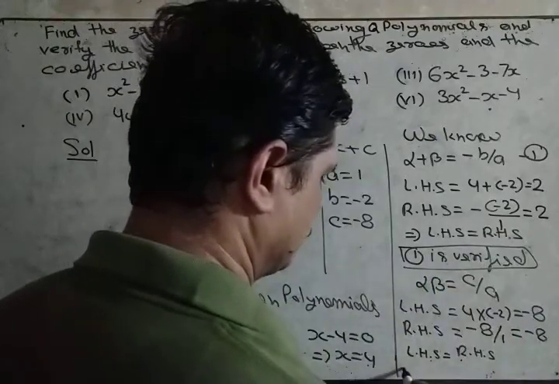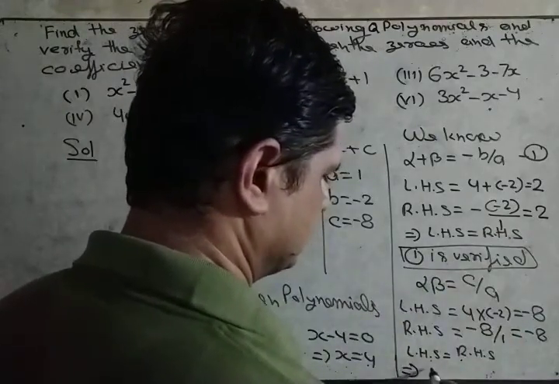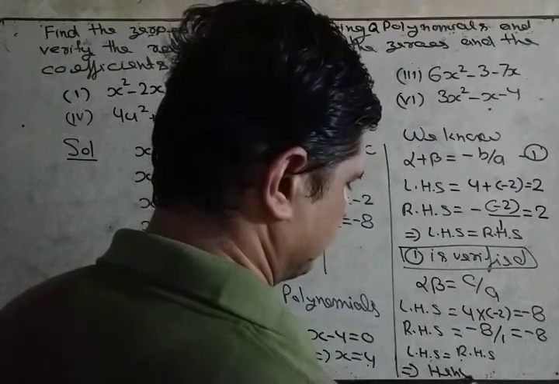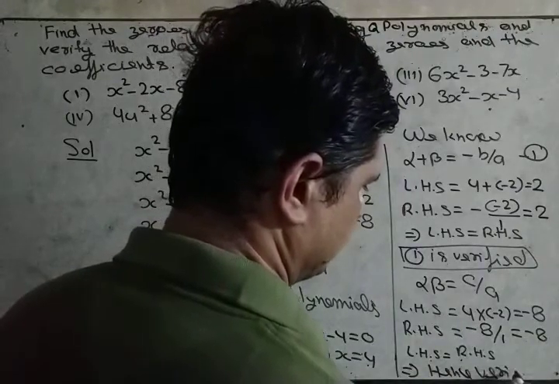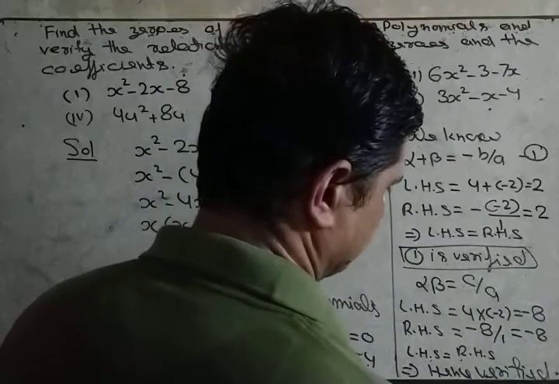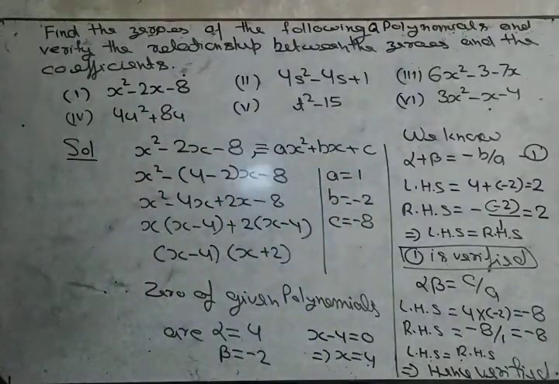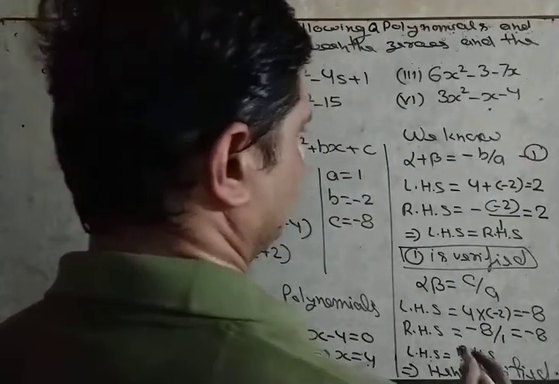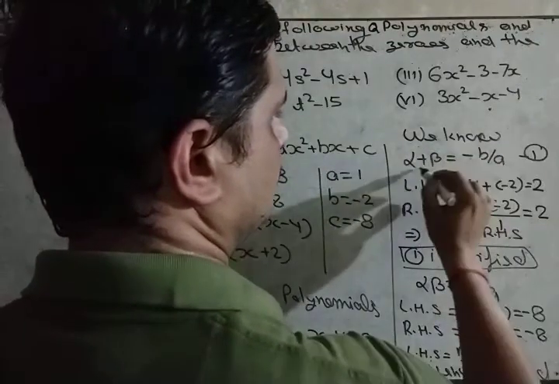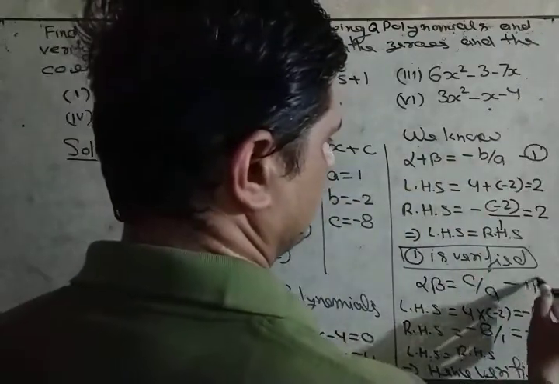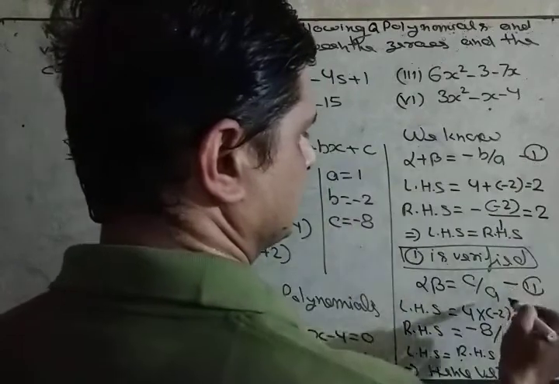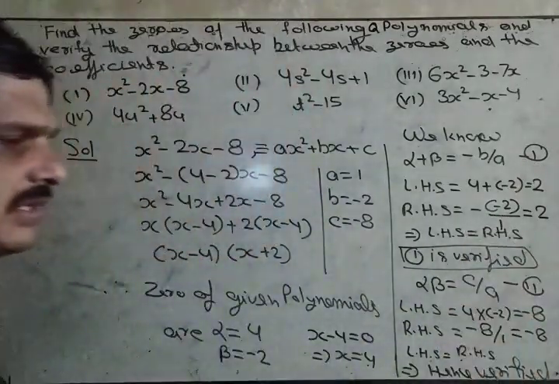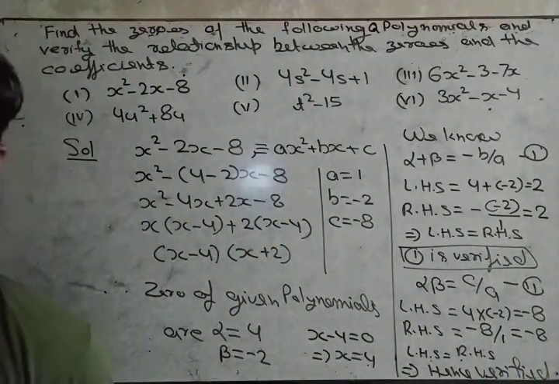You directly write, hence verified. You directly write this. You can write we know this and this. We know this first, this second, and then you understand it. So please pause the video and note it down.